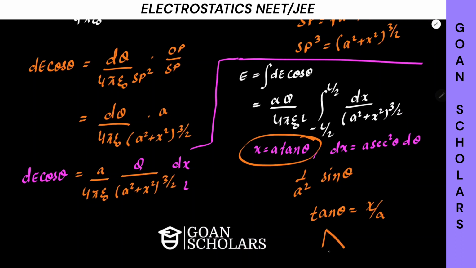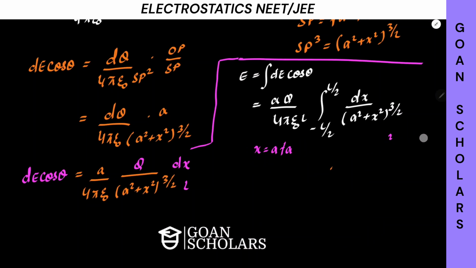If tan theta is x by a, then perpendicular is x and base is a. Hypotenuse will be root under x square plus a square, right? So what will be the corresponding sin theta? Sin theta will be perpendicular x upon root under x square plus a square, correct? So let's substitute this value into this part. This will give you the correct answer.